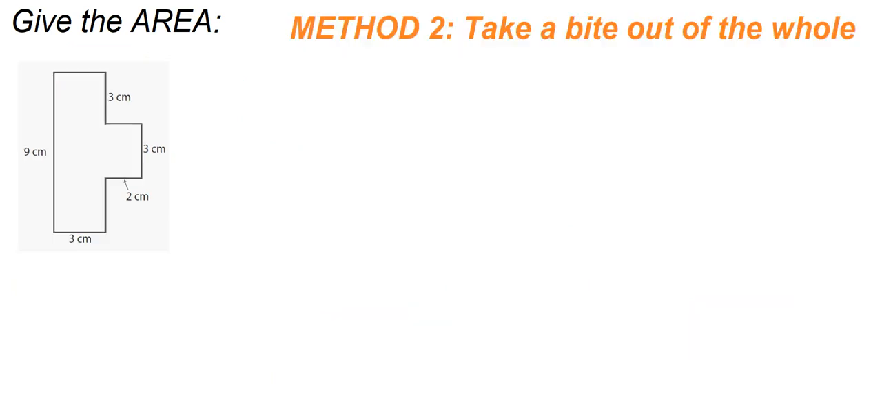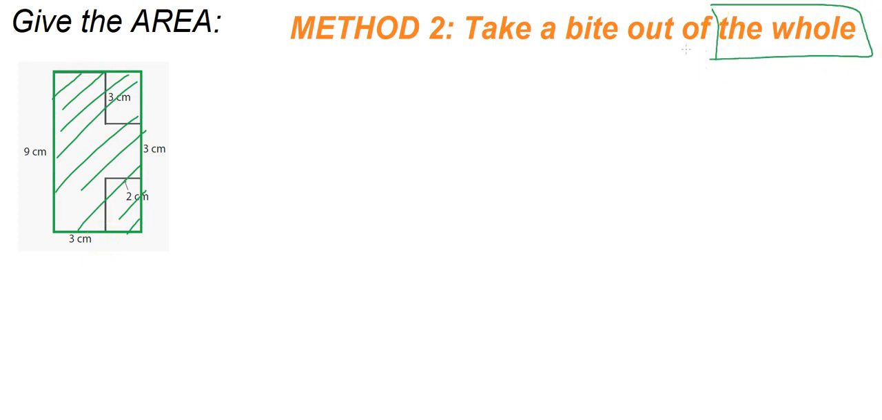The other way to do this, and it's a little bit more of a hassle because there are more steps for this kind of shape, is method 2, take a bite out of the whole. So the whole is where we imagine that the compound shape is not a compound shape at all, it's a full rectangle. So I pretend that it's a full rectangle like this, and I find the area of basically this entire rectangle, all of this. So that's the whole. I find the area of the whole.